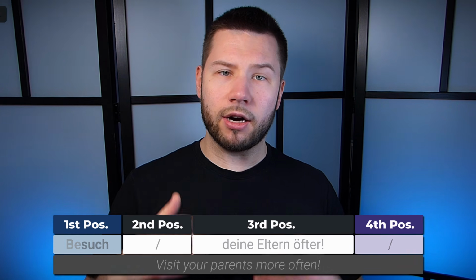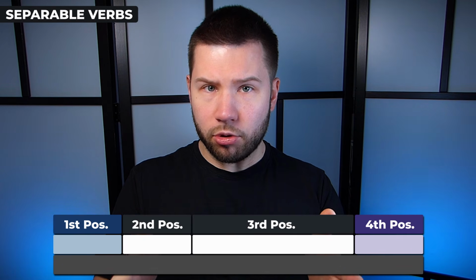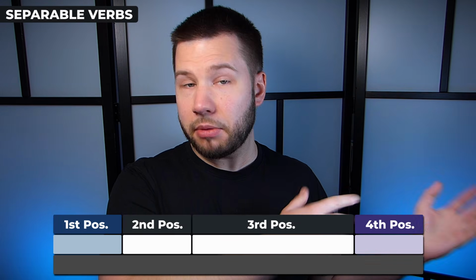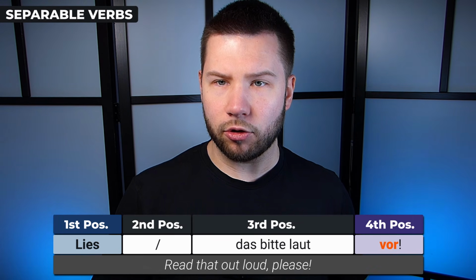The second group are separable verbs, which are a bit more interesting. You only conjugate the root of the verb as usual, and then add the separable prefix at the end, as you do normally. Lies das bitte laut vor. Read that out loud, please.